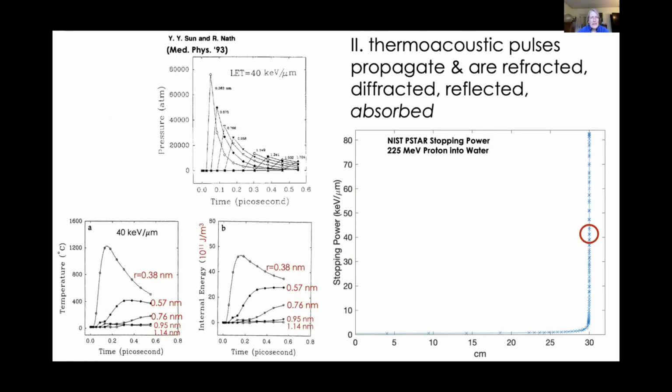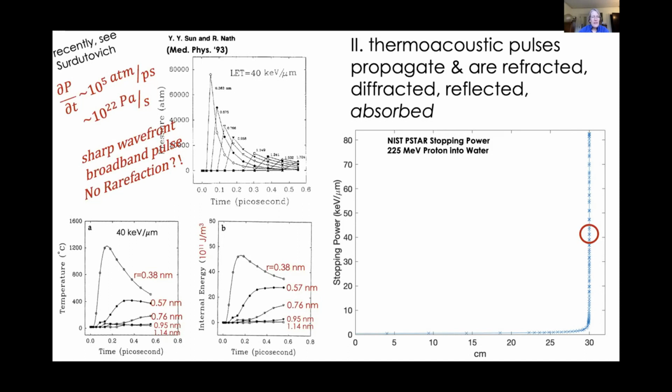A year later, in '93, Sun and Nath actually did very similar computations in a medical physics paper, and they included the pressure computations, which of course is what I'm most interested in. So now you can see that at a radius of 0.4 nanometers, you've got pressures on the order of 80,000 atmospheres, incredibly high, but they don't endure very long. And more recently, I should mention, Eugene Sidortovich outside of Detroit has been doing some analysis as well.